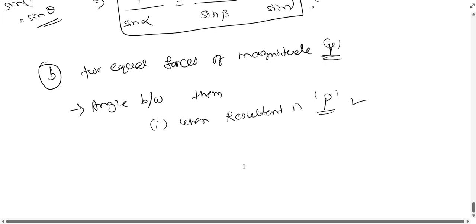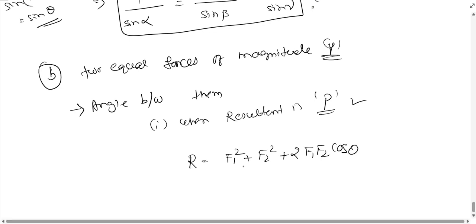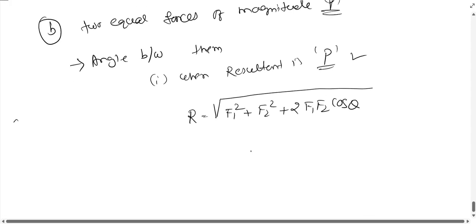So see, we know the parallelogram law of vector addition. So let's put the formula. By that formula we know resultant is nothing but root over of f1 square plus f2 square plus 2 f1 f2 cos theta, where theta is the angle between two forces.